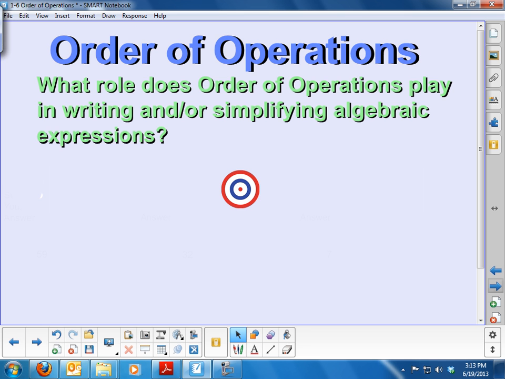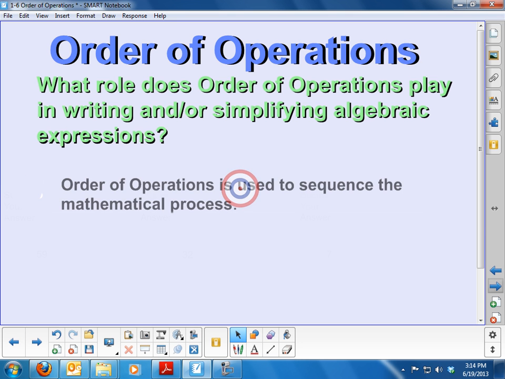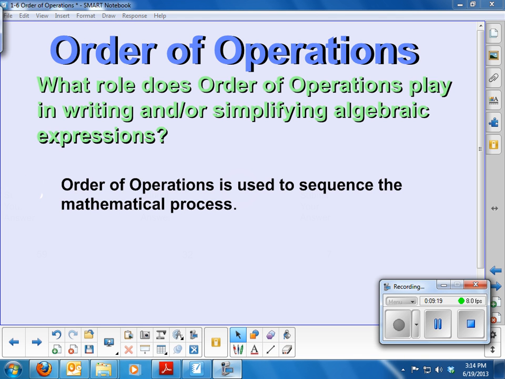So in closing, I want you to think about this. What role does order of operations play in writing or simplifying algebraic expressions? Why do we have order of operations? What's the point behind it all? Think about that. Write down your own answer in your own words. This is my answer. Order of operations is used to give us a sequence in the mathematical process. It gives us a formal sequence that we can use in solving problems in our process of mathematics. That's it, guys. See you later.